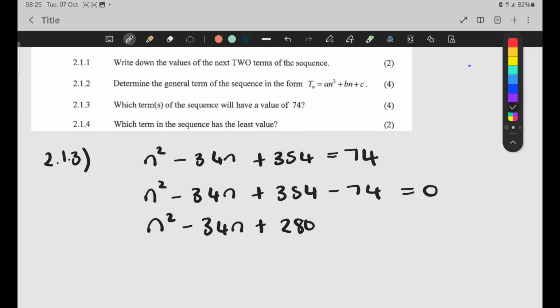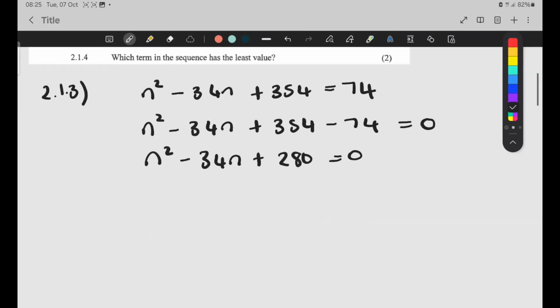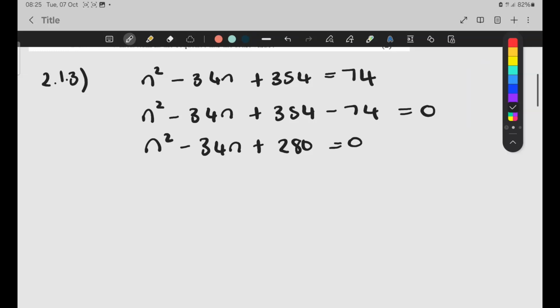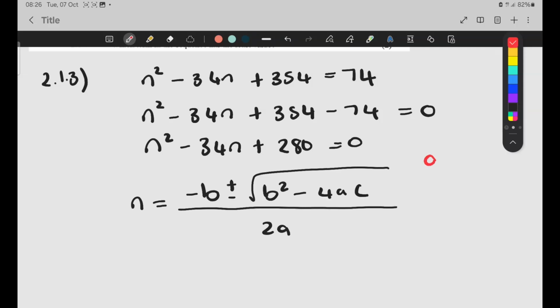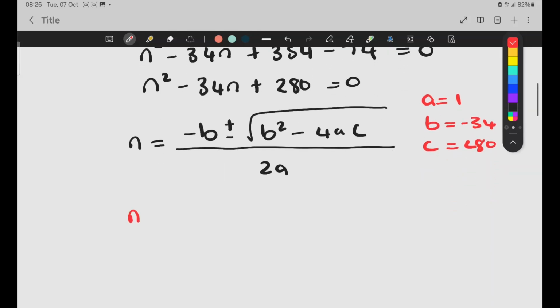This is 280. Okay. And again, you can use the quadratic formula or you can factorize. So n is equal to, you copy your quadratic formula. A is 1. B is negative 34. And C, after the standard form, is 280. So then you must show how you substitute, eh?